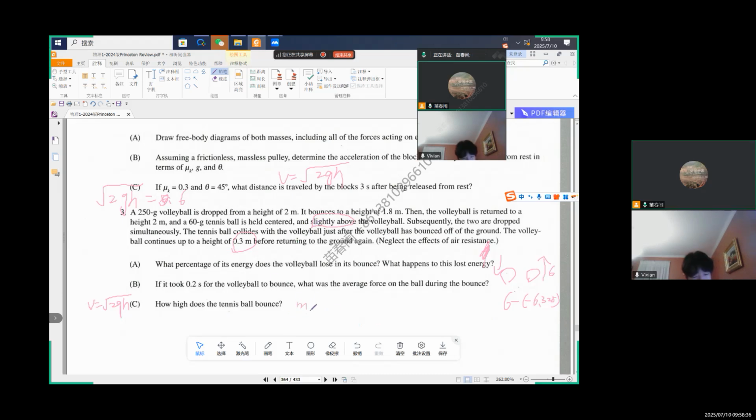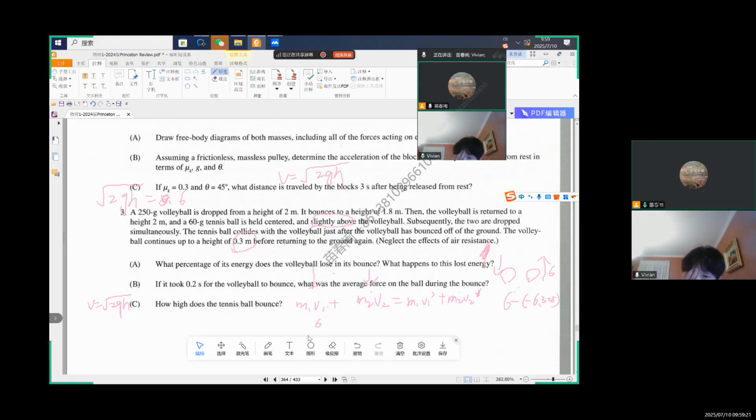So you should use M1V1 plus M2V2. This one is the volleyball, the other is the tennis ball, right? Yeah. That equals M1V1 prime plus M2V2 prime after the collision. So V1 and V2 are basically the same, right? I can't remember. I think I remember you said something about a 6, right? I think this one should use that 6.